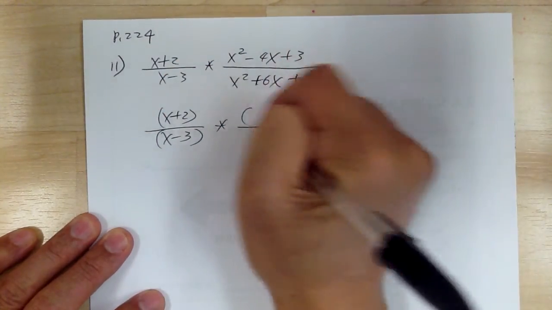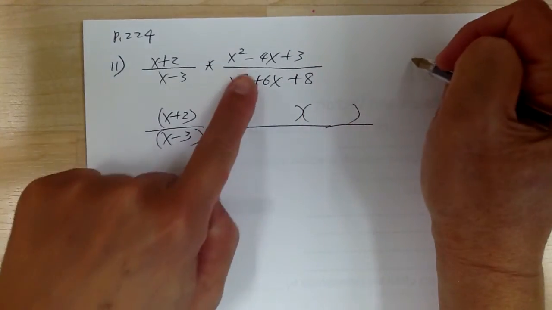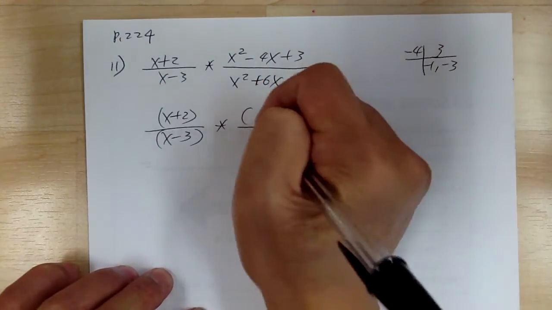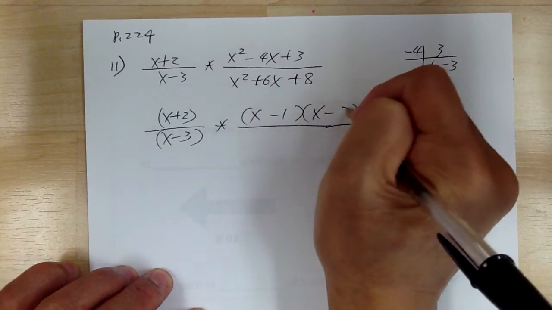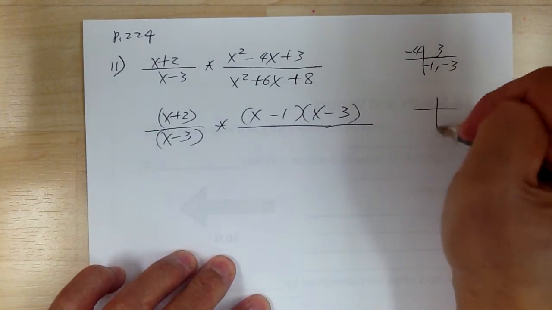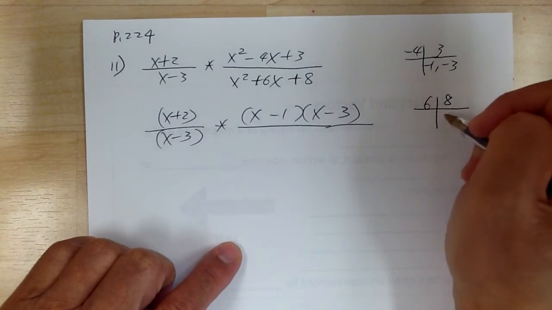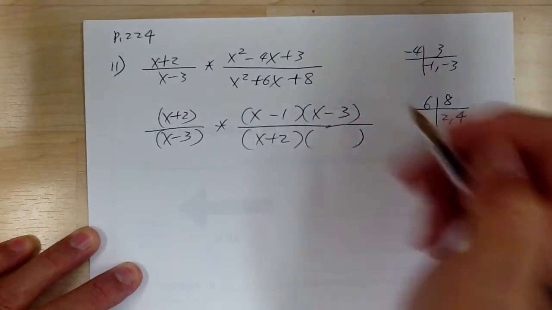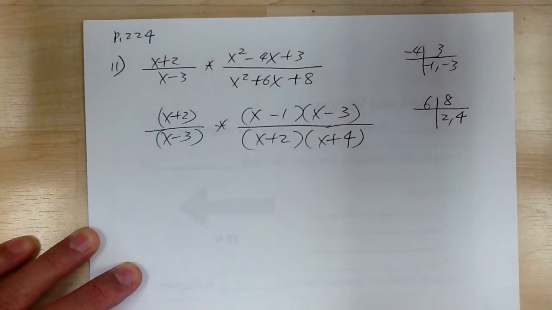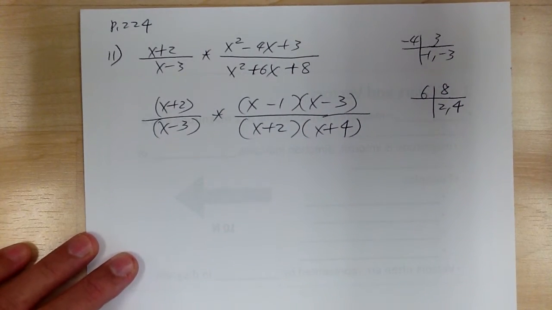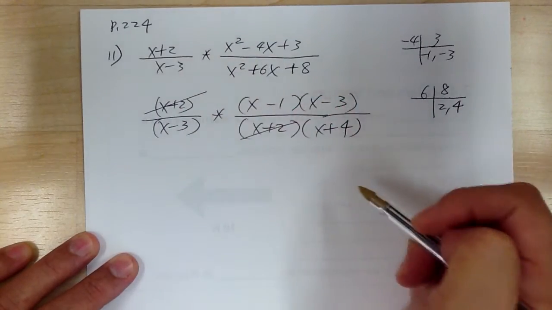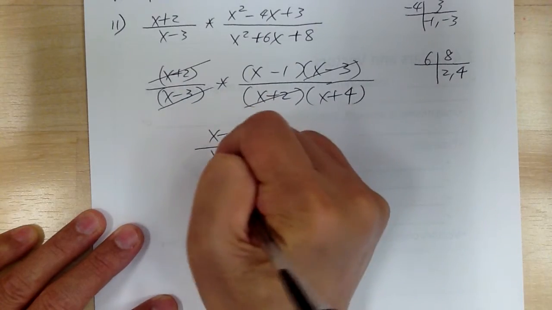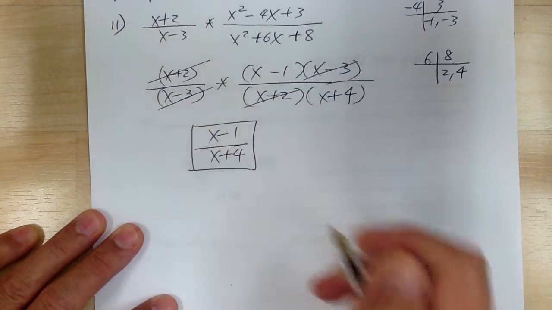On the top over here, you need to go to the side, use your master product. So negative 4, 3: negative 1, negative 3. So you're going to get (x - 1)(x - 3). On the bottom, you're going to get 6 and an 8, so 2 and 4. So you're going to get (x + 2)(x + 4). After you've done all the factoring, now you can start to cancel. This cancels with this one, and this cancels with that. So the answer would be (x - 1)/(x + 4). And that would be your answer.